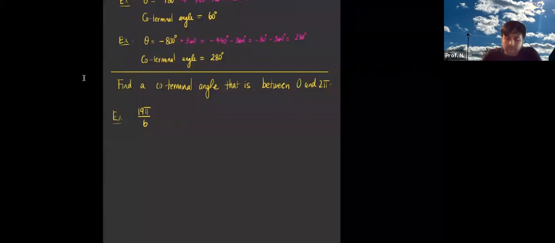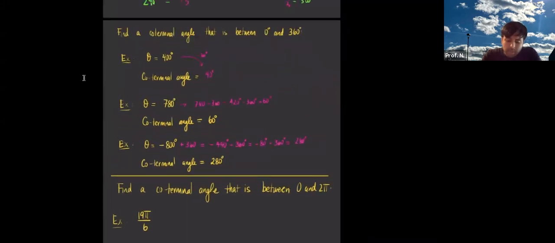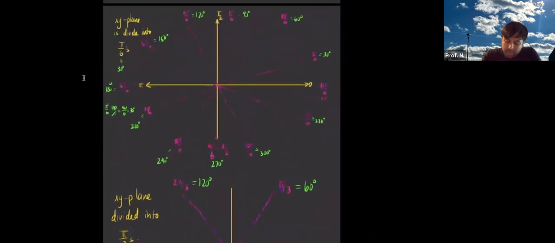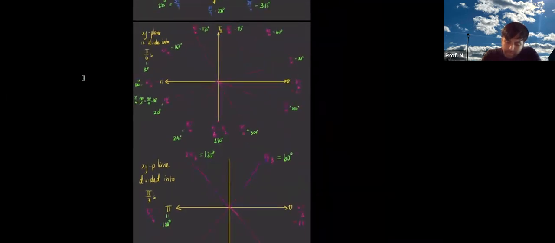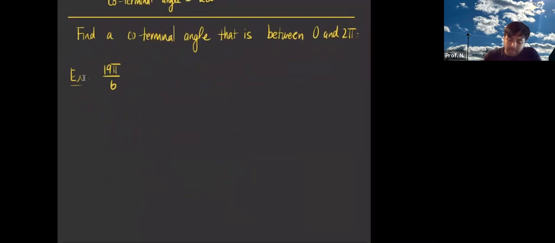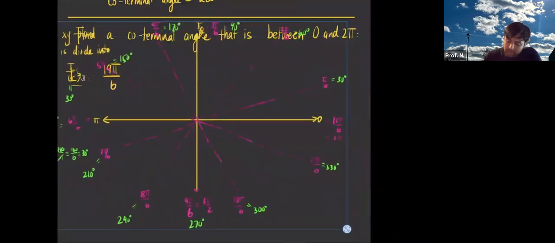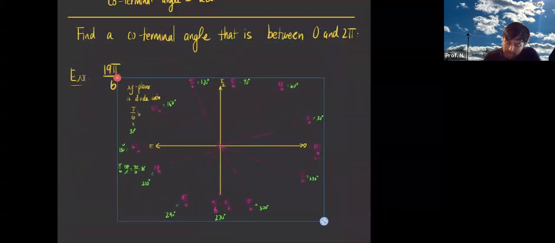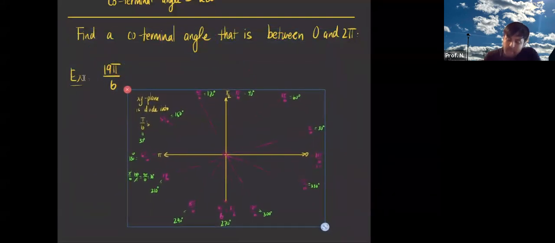And my coterminal angle, I want it to be between 0 and 2 pi. That's one thing I could do, right? And let me just copy this again, because this will prove to be very helpful in scenarios such as this. Let me resize this. Okay, so I want to find an angle that's coterminal to 19 pi over 6.